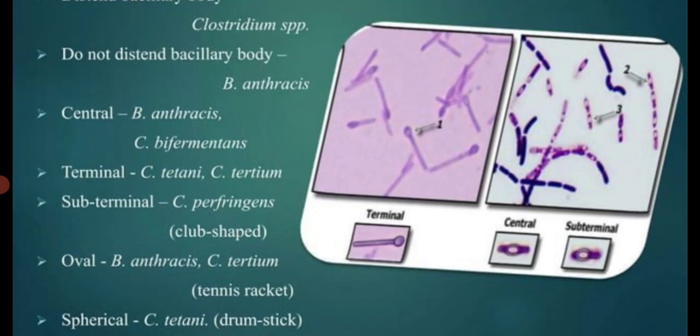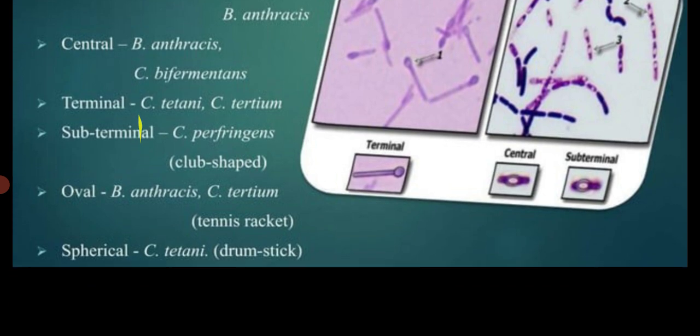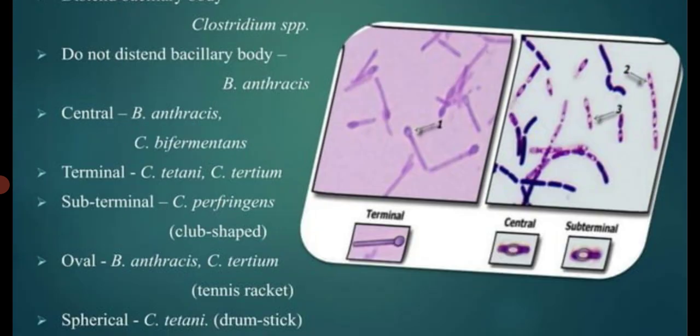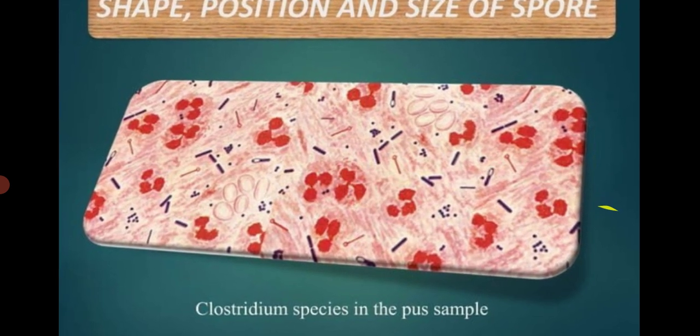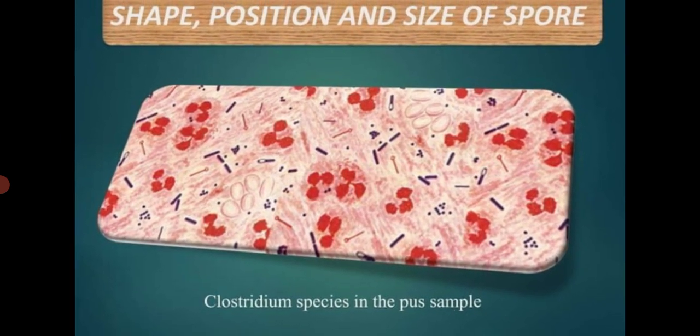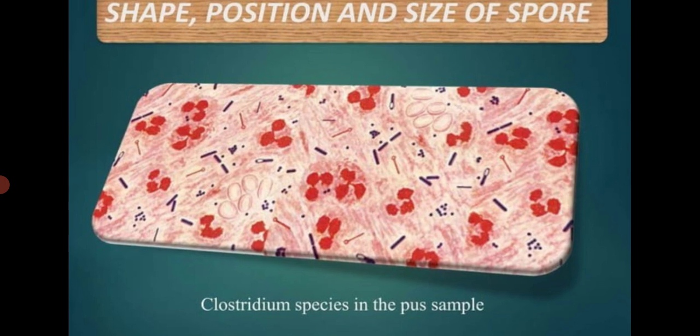The shape may be oval, for example Bacillus anthracis and Clostridium tertium. It looks like a tennis racket. The shape may be spherical, for example Clostridium tetani. In this image, there is a spore in a Clostridium species found in a pus sample.